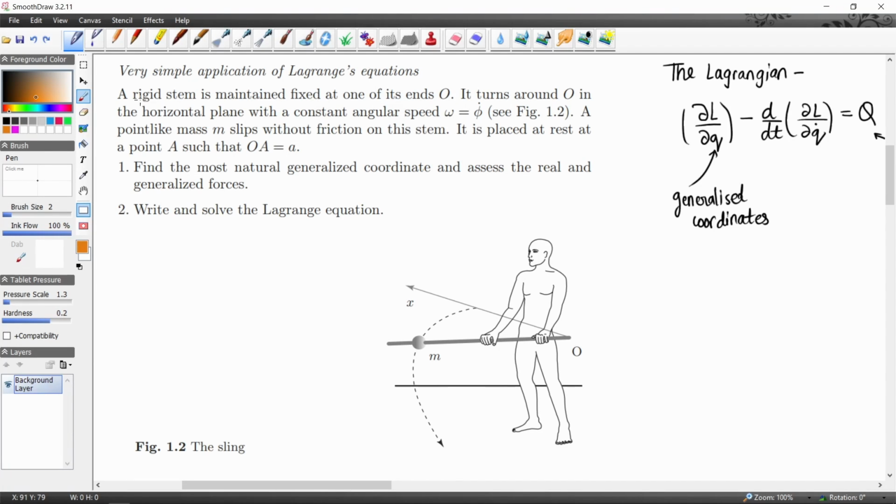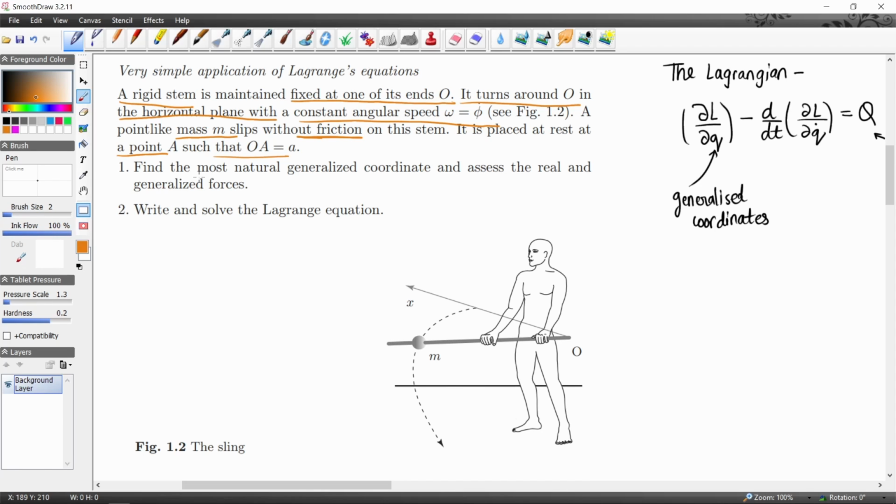Okay, so let's start by reading out the question. It's given a rigid stem is maintained fixed at one of its end O. It turns around O in a horizontal plane with constant angular speed omega equal phi dot. A point-like mass m slips without friction on the stem. It is placed at rest at point A such that OA equals a.